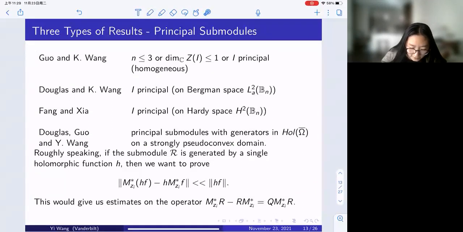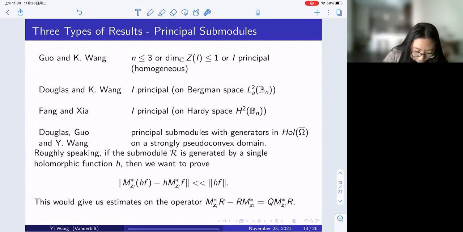And some results. One can generally categorize known results into three categories. The first is about principal submodules. Let me first apologize that I can only list part of the results. So this is not a complete list of the results. And I know there are also results on, for example, the polydisc and other important domains, which I completely ignored.